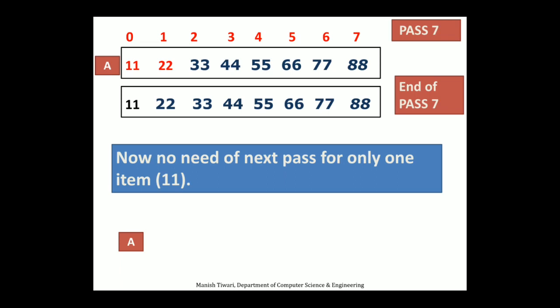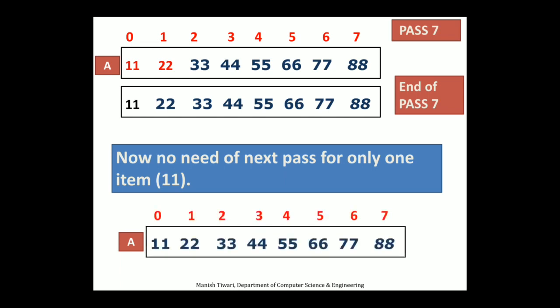You can say the array having element of size 1 is already sorted, so we need not compare it with any other element. So in this way you can see that after 7 passes this array will be sorted. This is the basic working principle of sorting technique using bubble sort.